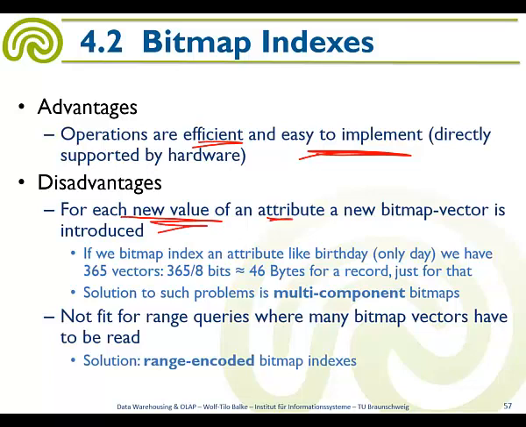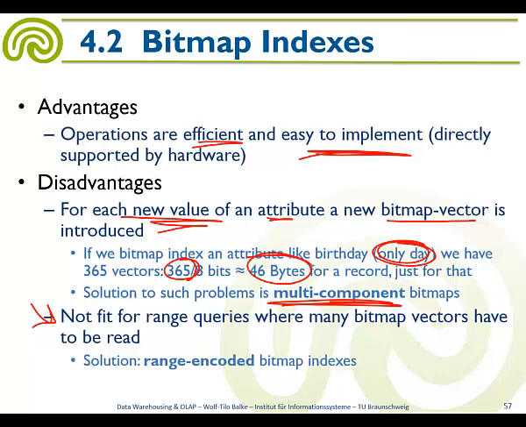However, for each new value of an attribute, so if you have more shops, like for instance Rewe, you have to introduce a new bitmap vector. So as soon as we had Rewe, we had to create a new bitmap vector. And remember at the very beginning we said these are actually good if you have a small set of distinct values, only 3 shops, 4 shops. But if you're creating a bitmap vector for something like the day, well, you have 365 days in a year, and divided by 8 bits, you get something like 46 bytes for a record. How can we handle that? We can do multi-component bitmaps. We'll look at that.